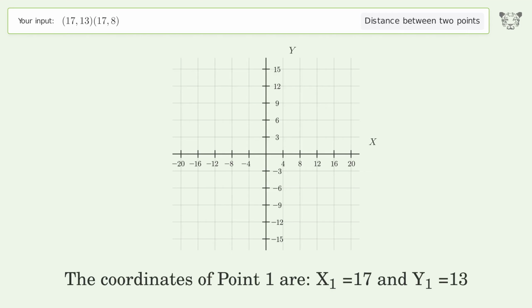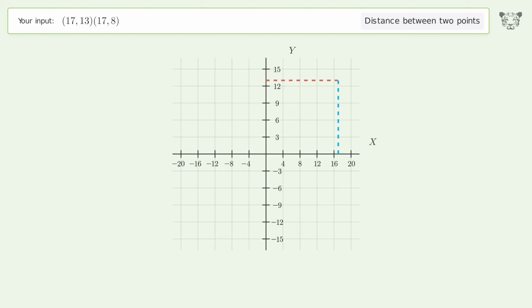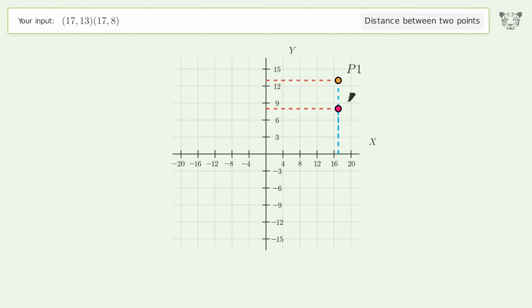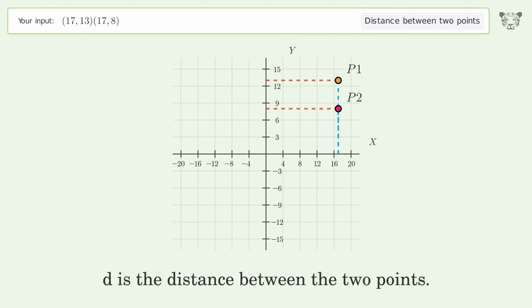The coordinates of point 1 are, x1 equals 17 and y1 equals 13. The coordinates of point 2 are, x2 equals 17 and y2 equals 8. D is the distance between the 2 points.